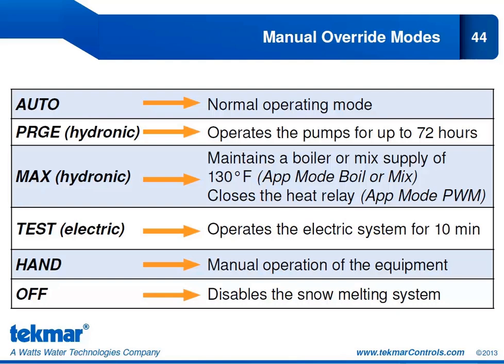Test is for electric systems, and you can operate your electric equipment for 10 minutes using the test manual override mode. We'll talk about hand some more on the following slide, but hand is a way to test individual pieces of equipment. And then the manual override off will disable your snow melting system. So you don't have to cut power to the control. You can just go into your override menu and set the mode to off. Now let's look at the hand mode on the following slide.